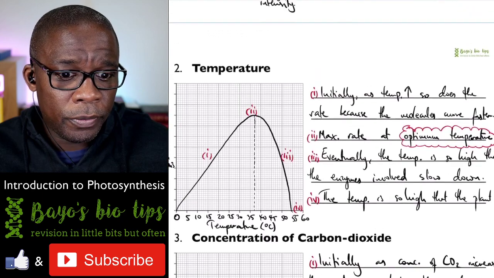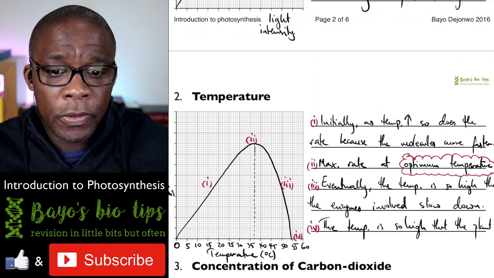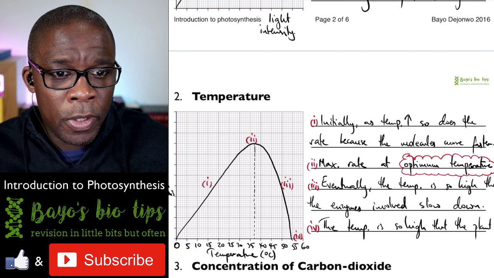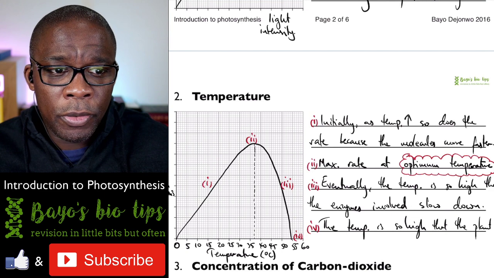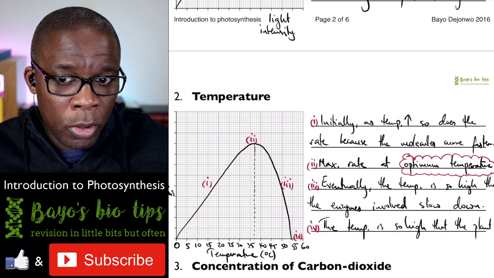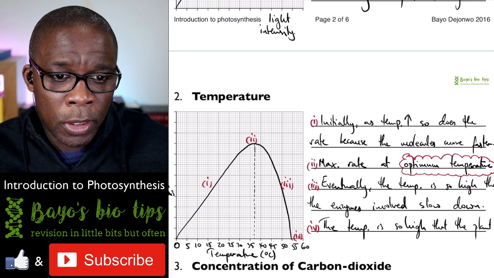So for this graph, you can see that the vertical axis is going to be the rate of photosynthesis again, but the horizontal axis is now temperature. So I'll read through what I've written there. Initially, as the temperature increases, so does the rate, because the molecules move faster. So why are the molecules moving faster? As the temperature increases, there's more energy for the different molecules involved. So they move faster and they're more likely to collide with each other, bringing about a reaction.